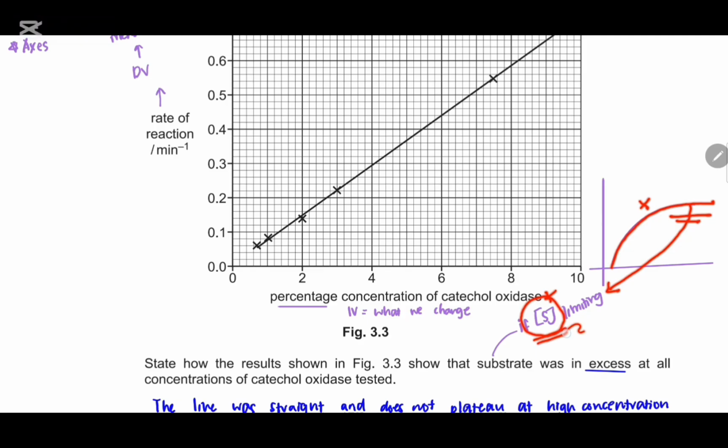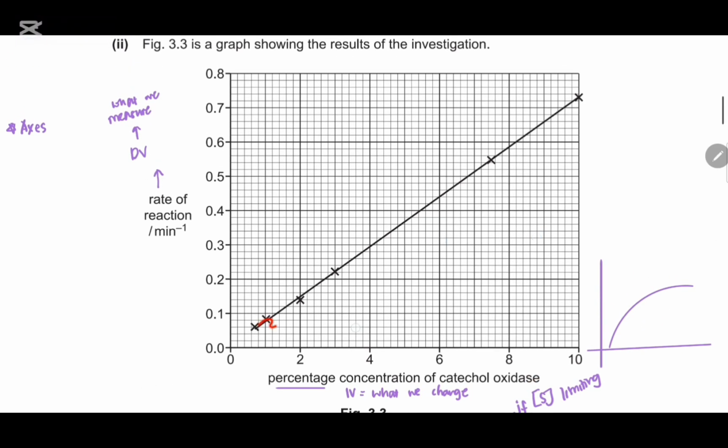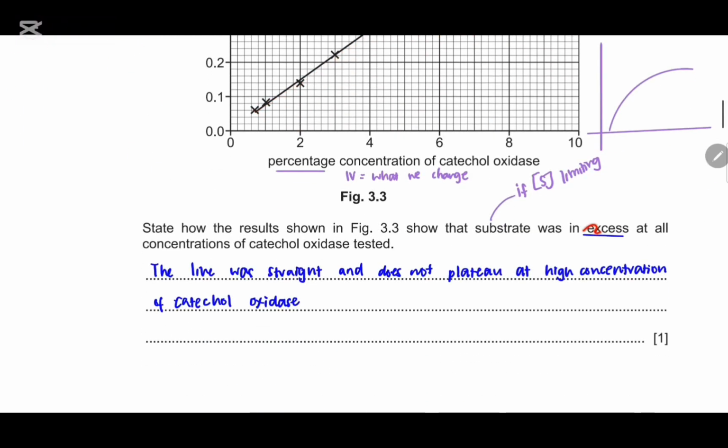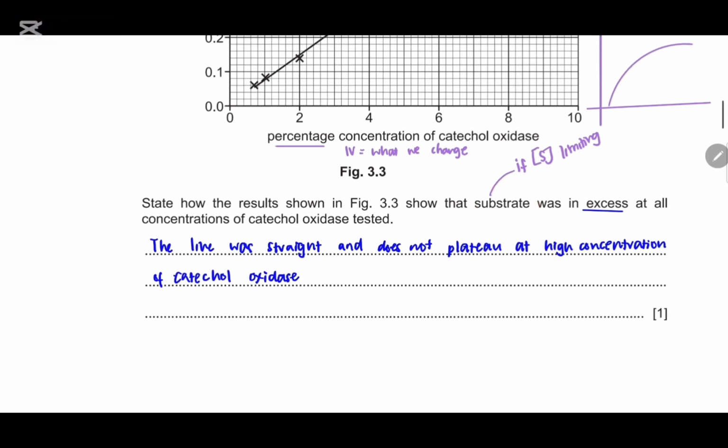And how do we know that is not the case? Because the graph keeps showing an increasing trend. That means substrate is no longer limiting, the reaction continues to increase. So that's how I wrote my answer, so please take note. Straight, does not plateau at high concentrations of catechol oxidase.